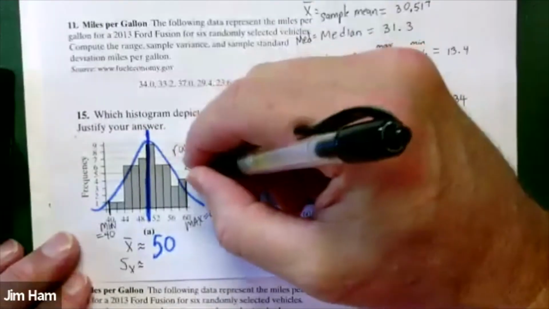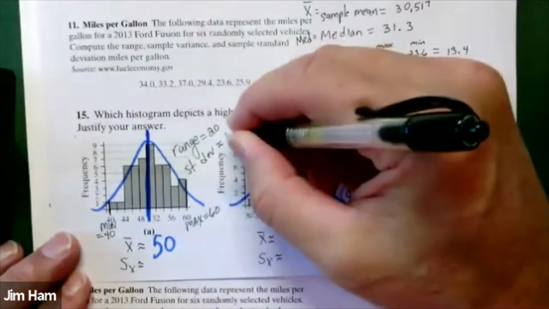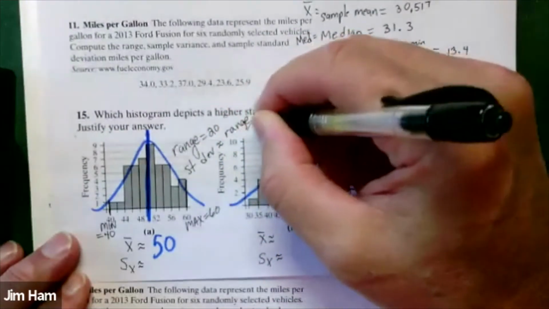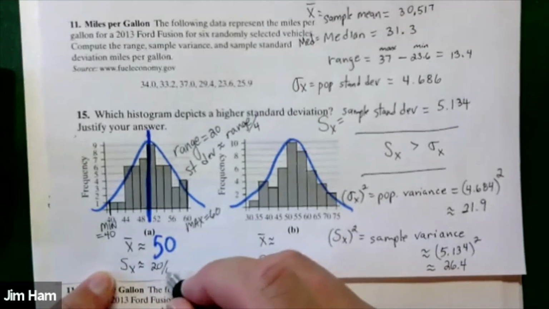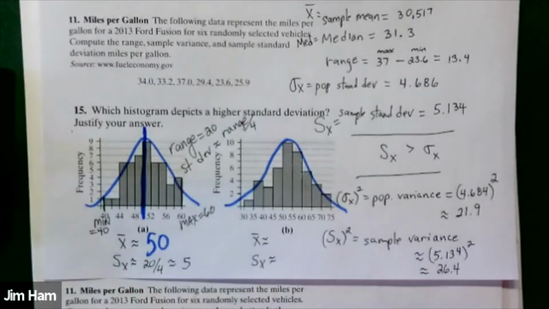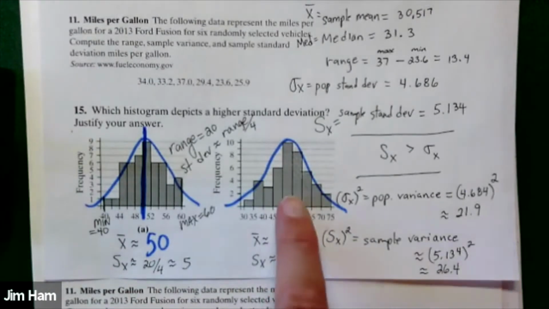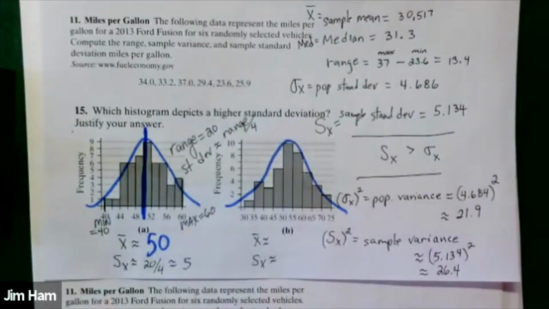And so the standard deviation is approximately equal to the range divided by 4. So if I take that 20 and divide by 4, it's approximately equal to 5. Standard deviation of this one is approximately equal to 5. Okay, do the same thing on the next one. Write your mean and standard deviation in the chat, and then answer the question. Which graph depicts the higher standard deviation?